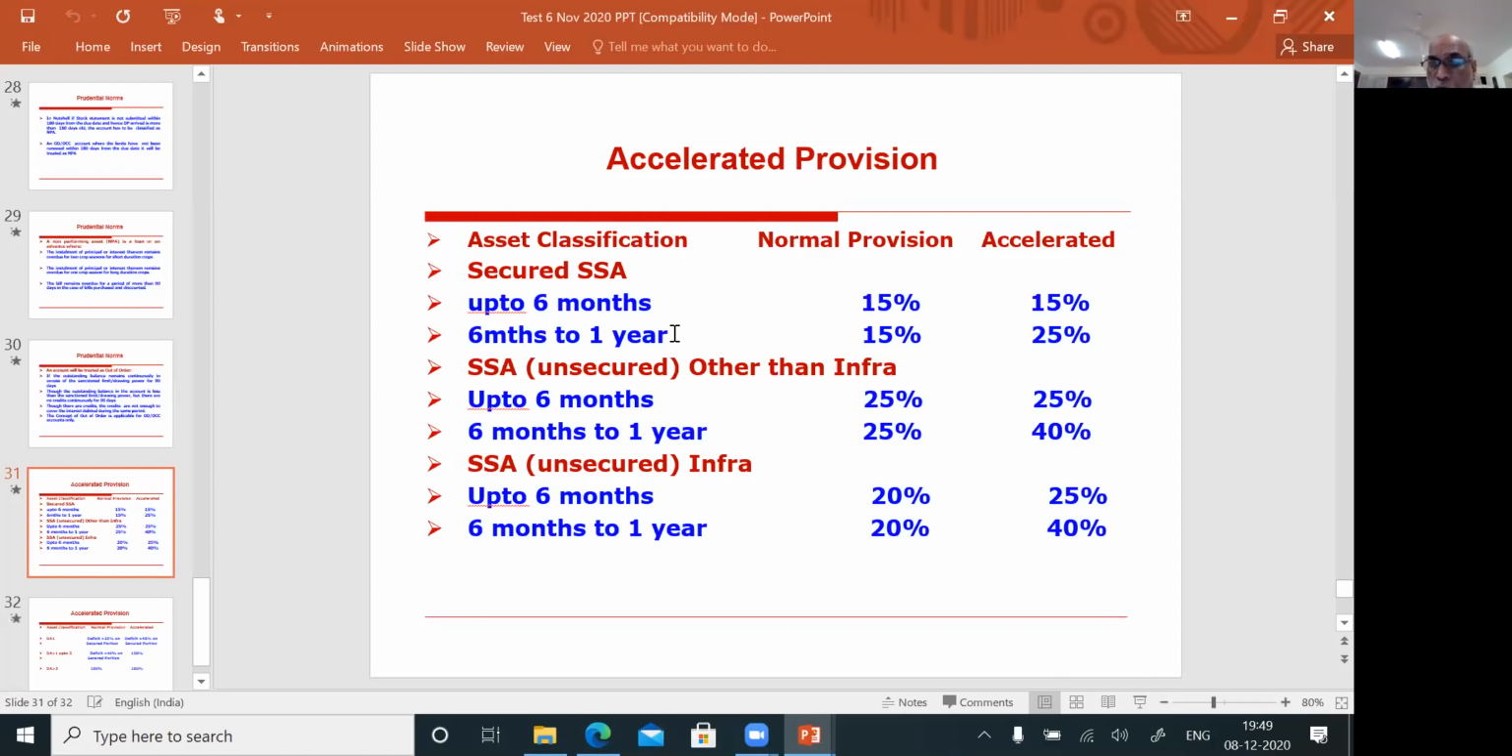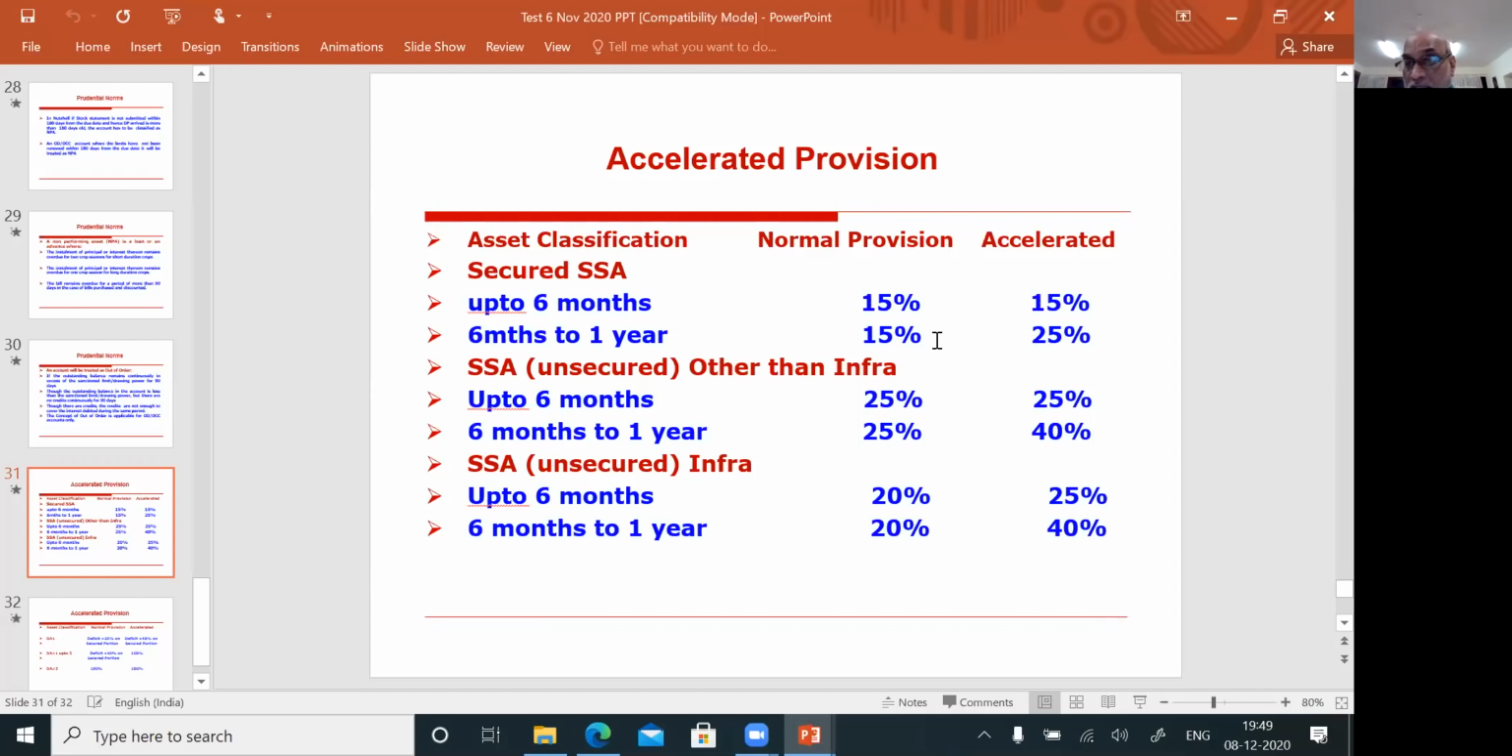So for the 6 months to 1 year substandard secured, if you have not shown it as NPA, if the age of the NPA is 6 months to 1 year, then you have to keep a provision of 25% instead of 15%. That is called accelerated provision. What is the accelerated provision for secured substandard? Up to 6 months, nothing. If the age of the NPA is 6 months to 12 months, and if you are not classifying the account as unsecured substandard, then banks have to keep a provision of 25% instead of 15%. Okay, this is called accelerated provision. If they ask, you should not miss it.